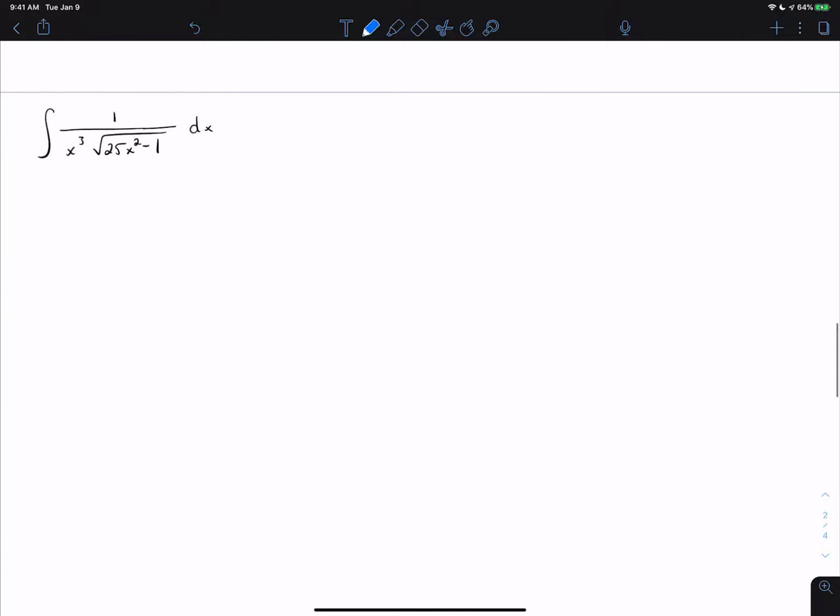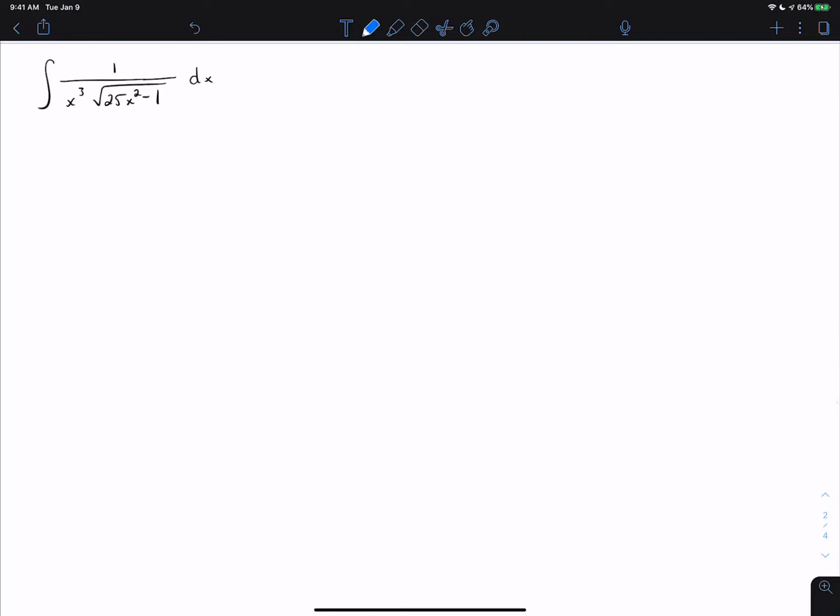Again, I would recommend that you pause the video and try this problem on your own before completing the video. Real important to get practice doing this, but we're going to do this together in just a minute.